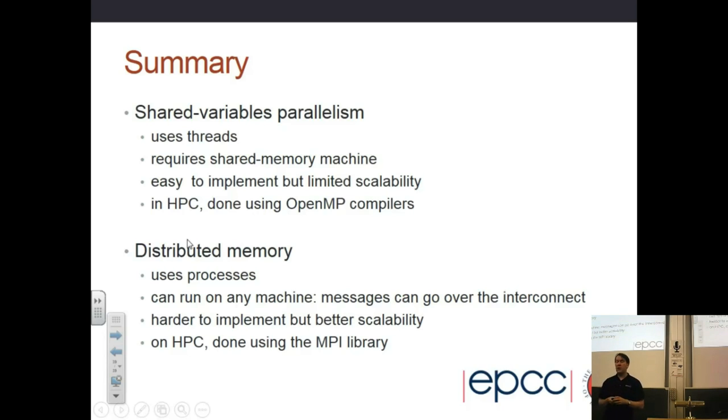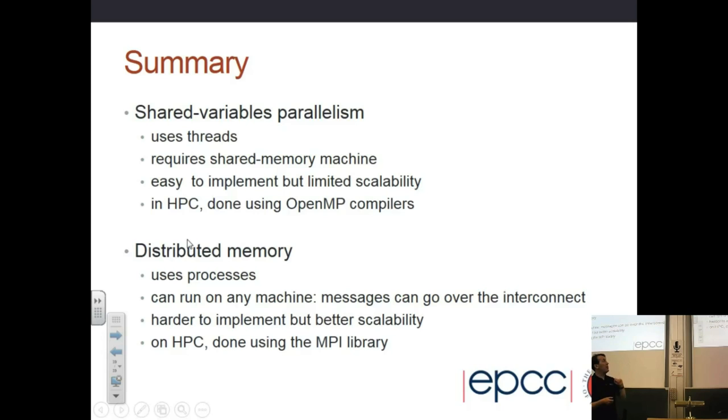And in HPC, we use some compiler technology called OpenMP. We don't program the threads by hand. We have an interface which allows us to mark up lines of code. And it's explicit. You explicitly tell the compiler to parallelize it, but the compiler does the mechanics for you under your direction.